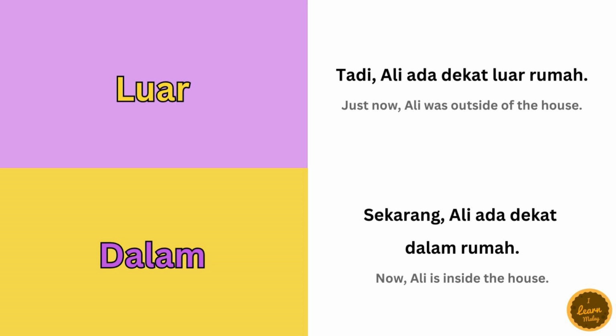Tadi means just now or earlier. Ali is a male's name. Ada means to be at when it is used before the word dekat or kat or di. Luar means out or outside. Luar rumah means outside the house.